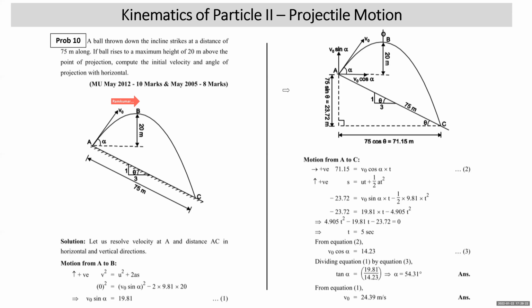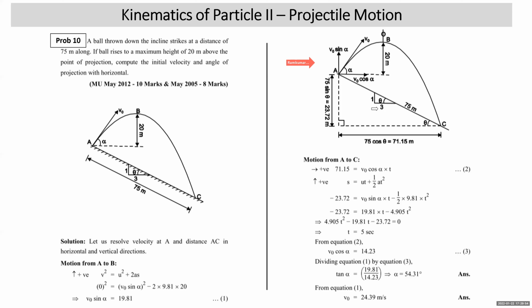Now we will draw the diagram again. First we'll show the point of projection A with the initial velocity v0 at angle alpha. The initial velocity will be resolved into horizontal and vertical components, that is v0 cos alpha and v0 sin alpha. As point B is the point of maximum elevation, the vertical component of the velocity is 0. All right. This sloping distance AC is resolved into horizontal and vertical distances. How do you resolve it? This is 75 meters. Find the value of angle theta.